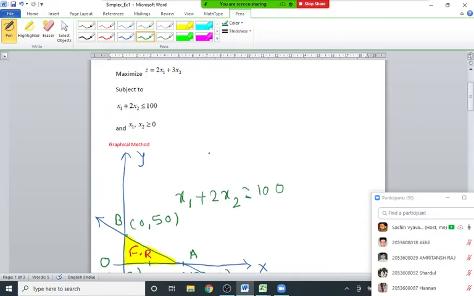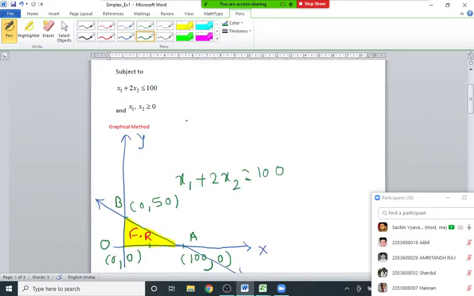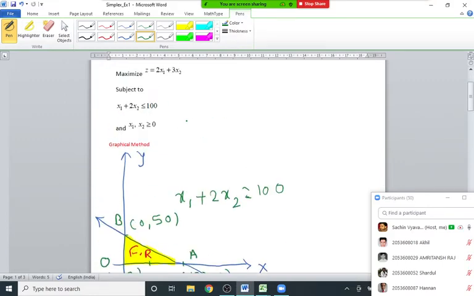What is our Z? The formula for Z is 2x1 plus 3x2. So let me write here the value of Z as 2x1 plus 3x2 at the points. The points are O, A, and B. Say O is 0, 0.